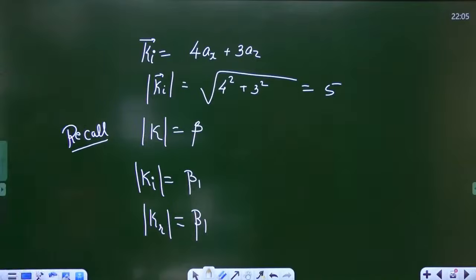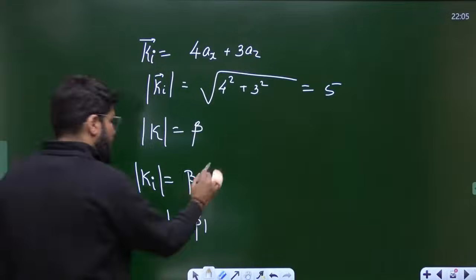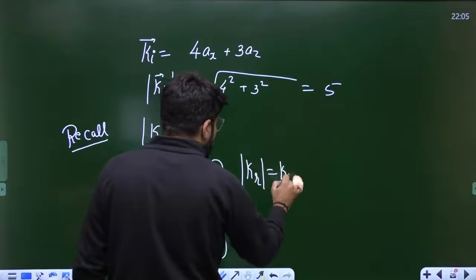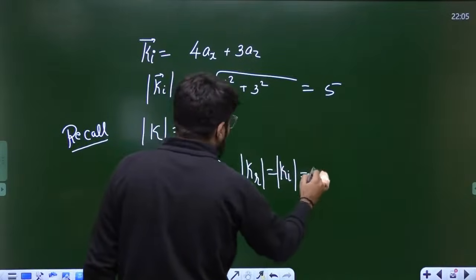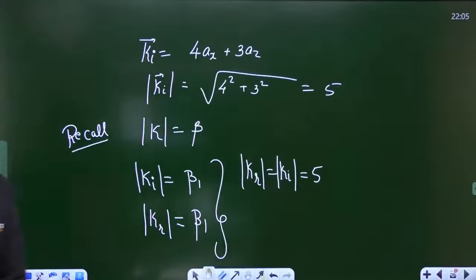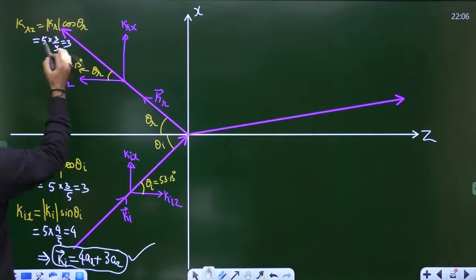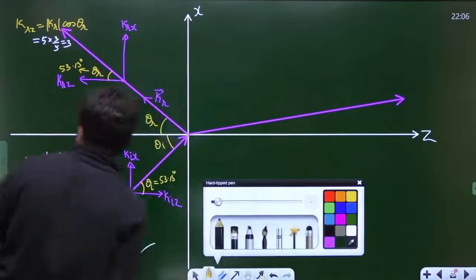So that will also satisfy the beta 1. That means modulus of Kr will be simply modulus of Ki, and that is known to us. That is 5. So I will place this value here. 5 cos 53 degree, 3 by 5. So this is 3. And similarly, we will find Krx.